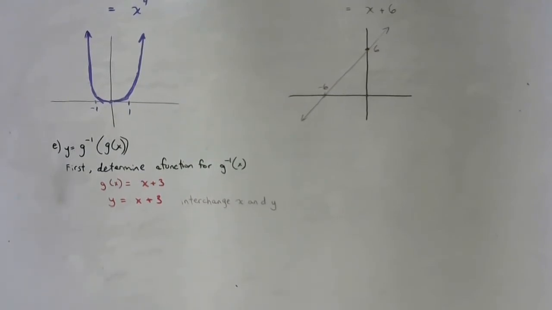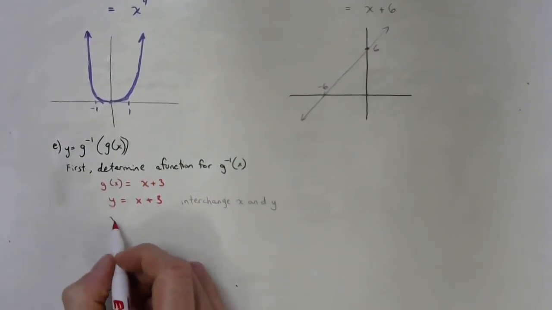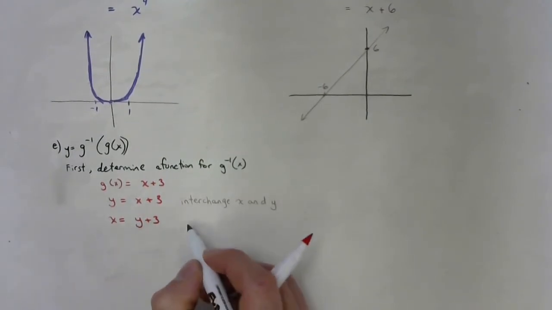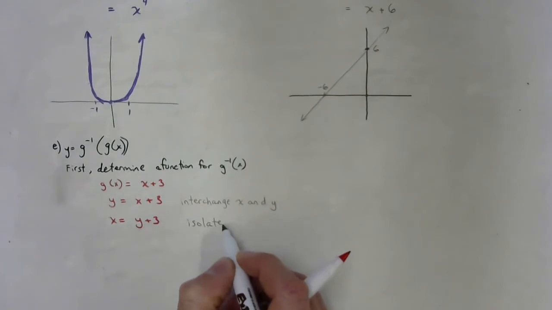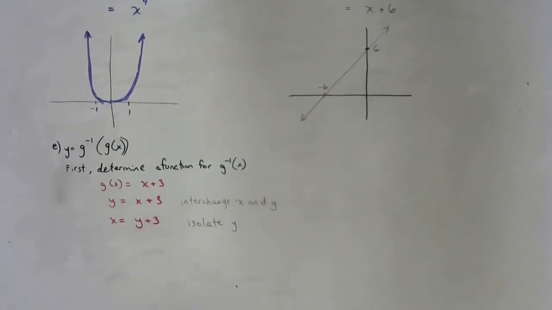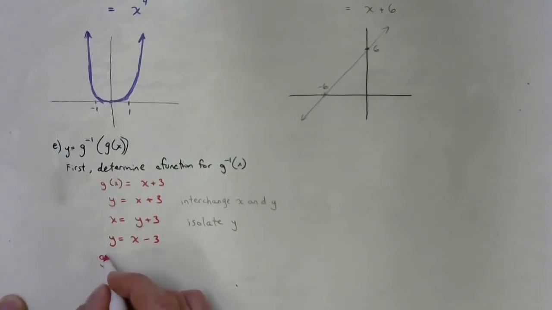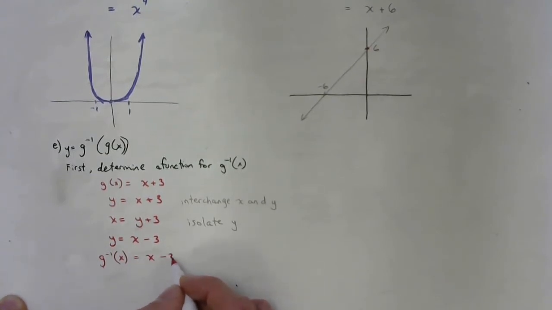This will work with any type of function. So now it looks like x equals y plus 3. The next step then is to solve for y, or isolate y again. And if you can do that, you'll have the inverse function of the one that you started with. So in order to get y by itself, we're just going to subtract 3 from both sides. So we end up with y equals x minus 3. Therefore, the inverse function g of x is x minus 3.